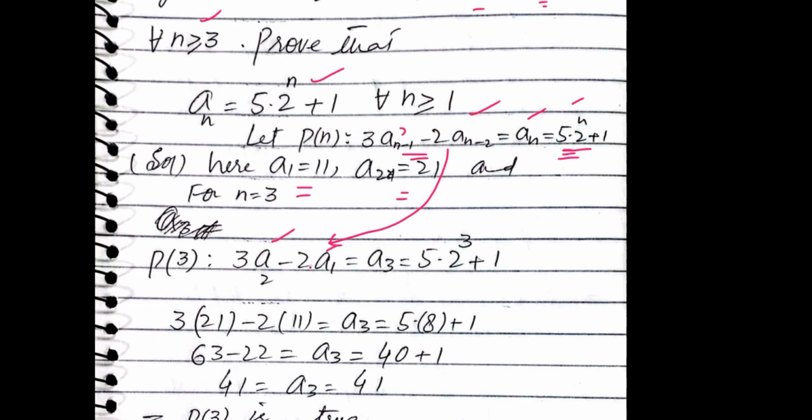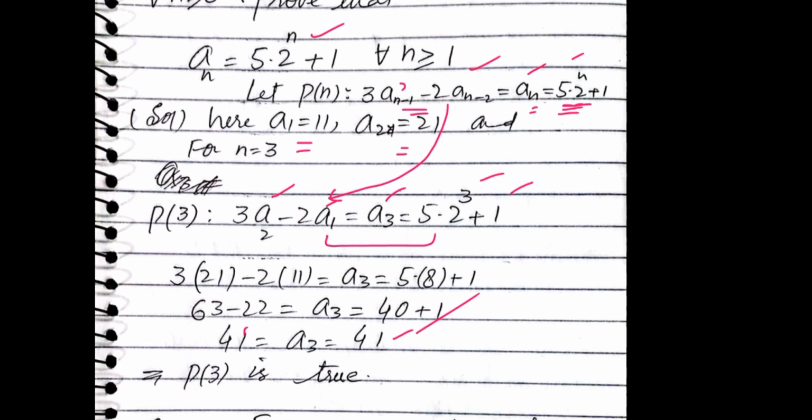This gives us the third term. If we put n equal to 3, the left side becomes a_3, and the right side becomes 5 times 2 raised to the power 3 plus 1. So, for the third term, the left side gives us 41 after calculation, and the same result we find from the right side, which is also 41. So the statement is true for n equal to 3.